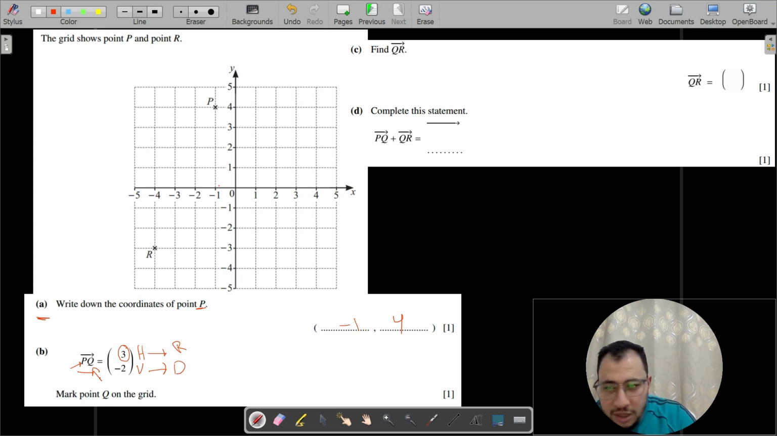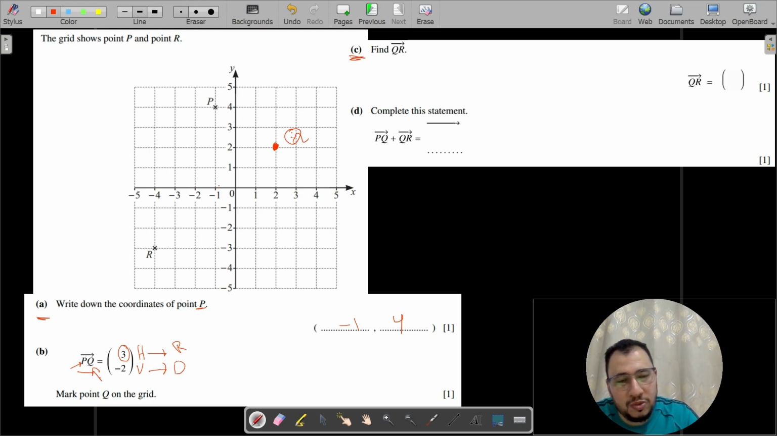Okay, where is our starting point? Our starting point here is P. So let's do that from P. 3 steps to the right, so that's 1, 2, 3. After that, 2 steps down, that's 1, 2. He's asking us to mark point Q on the grid, so this is point Q over here. Okay, so as you can see, point Q is this point here, which is (2, 2). Okay, let's take a look at question C.